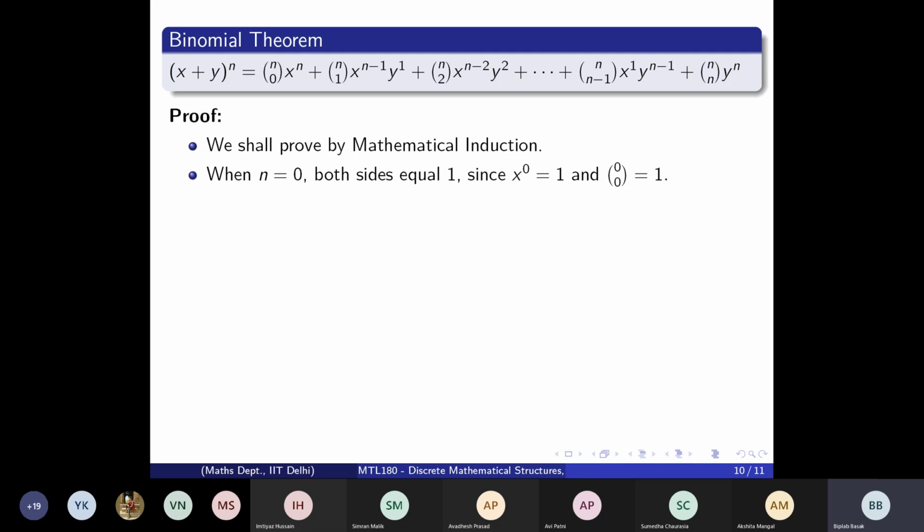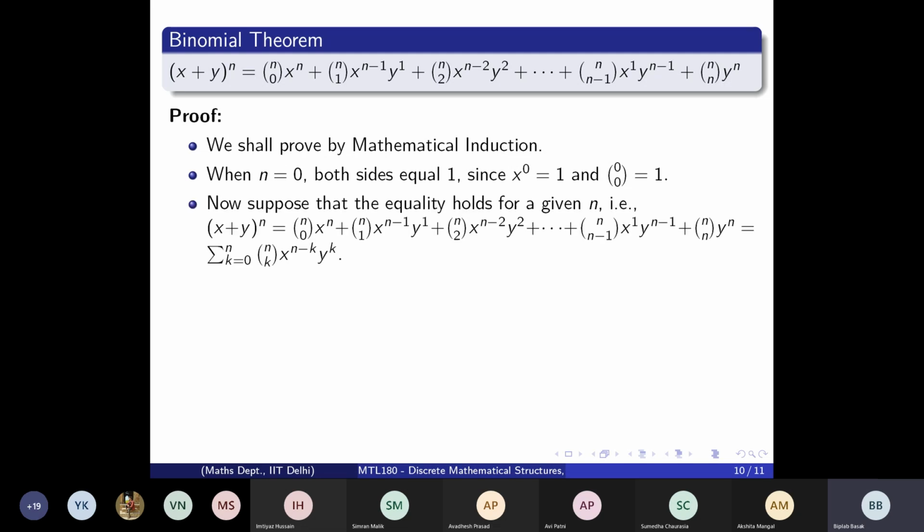Now we go to the inductive case. First we assume that this inequality holds for, say, n. So that means this, or in terms of summation, we can write it in terms of this one. Okay, and now we want to prove it for n plus 1. So we shall prove it for n plus 1.